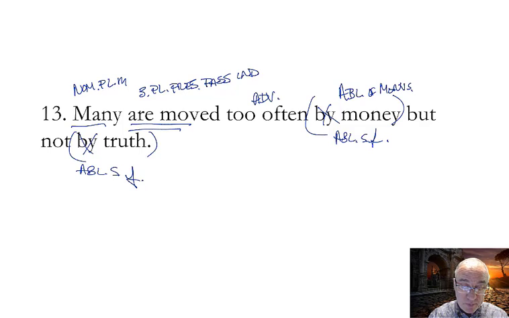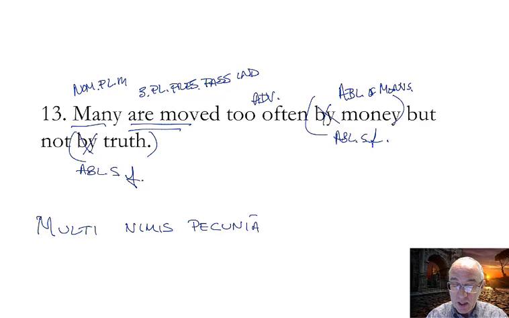So many, multi. And you know what, let's jump in. Because I want to put the verb at the end, I'll translate that at the end. Too much, let's say nimis. Nimis, too much, by money, pecunia, sed, non veritate, not by truth.